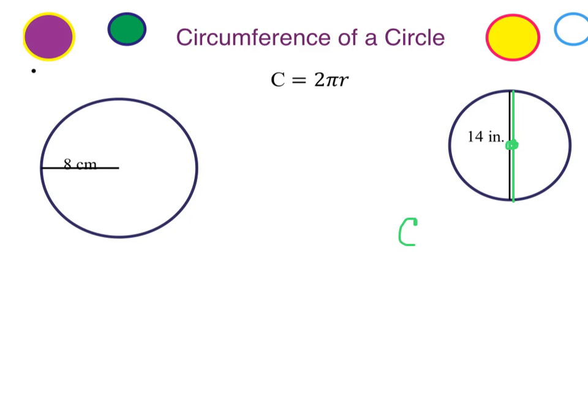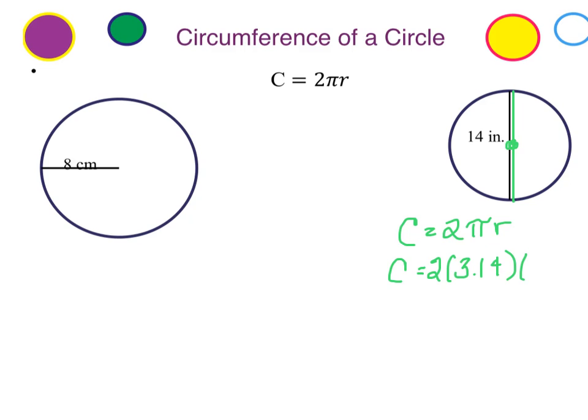I'm still going to use my same formula, C equals 2 pi r, to find the circumference. I'm going to leave C down here. I don't know my circumference. Let's start to fill in my numbers. 2 times 3.14 times r.